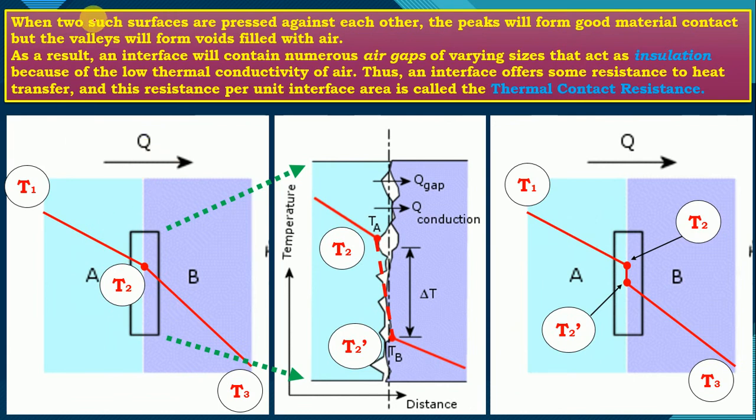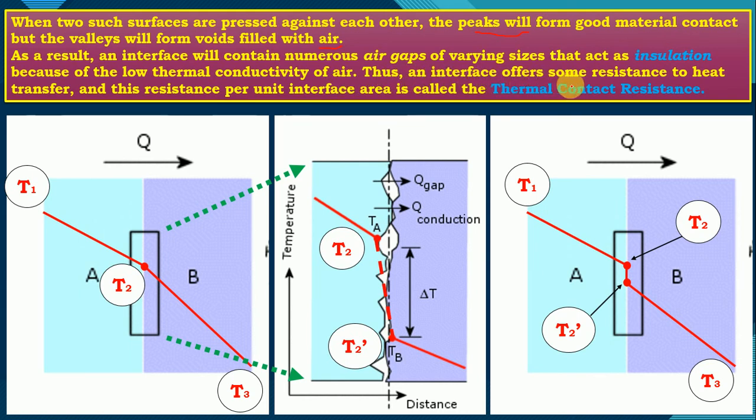Okay, so let's move forward. When two such surfaces are present against each other, the peak will form a good material contact, but the valley will form voids filled with air. That is what we have seen. The peak will transfer heat very nicely, but the void is a gap that will not transfer heat properly because of the air gap. As a result, the interface will contain numerous air gaps of varying size that act as insulation. So air gaps are acting as insulation because of the low thermal conductivity of air.